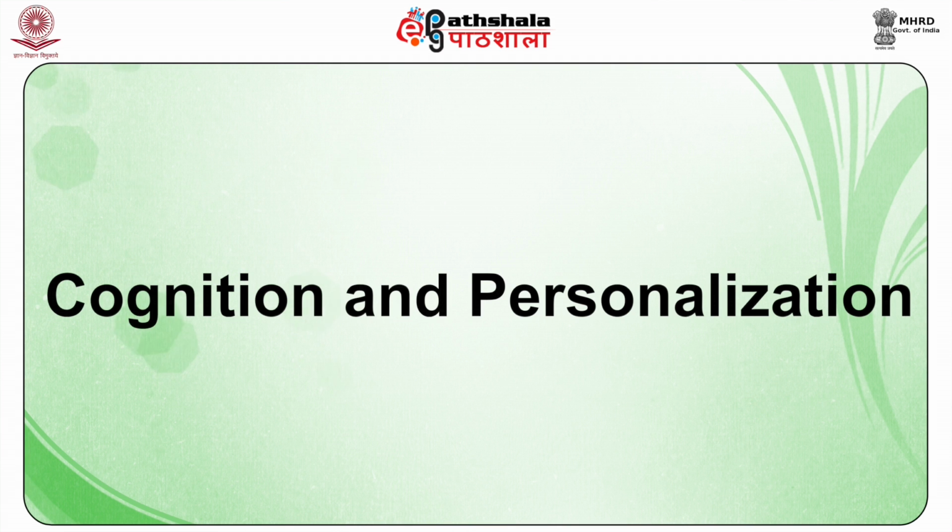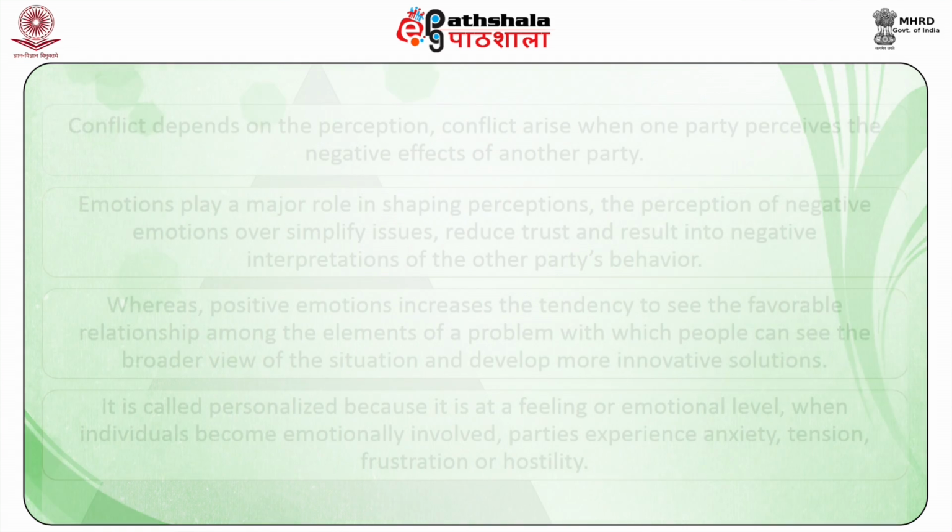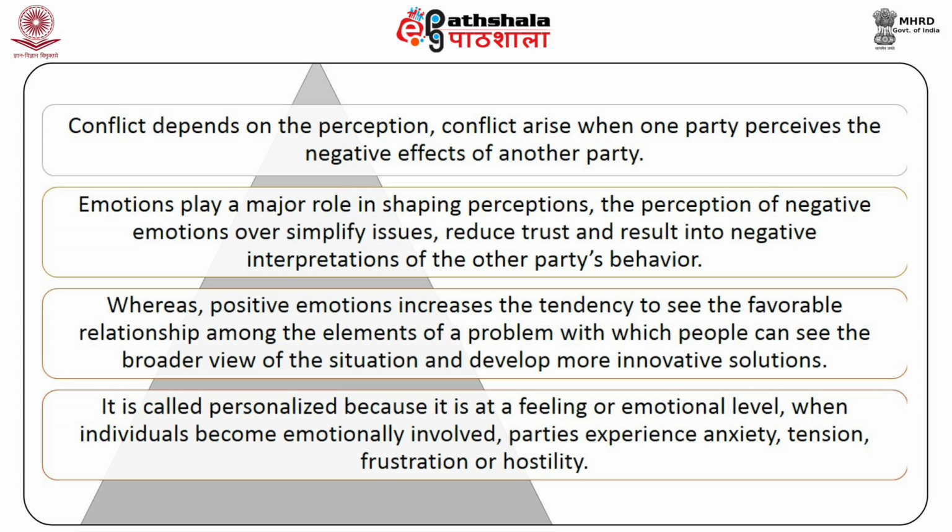Stage 2. Cognition and personalization. Conflict depends on perception. Conflict arises when one party perceives the negative effects of another party. Emotions play a major role in shaping perceptions. Negative emotions oversimplify issues, reduce trust, and result in negative interpretations of the other party's behaviors. Whereas positive emotions increase the tendency to see the favorable relationship among the elements of a problem, with which people can see the broader view of the situation and develop more innovative solutions.